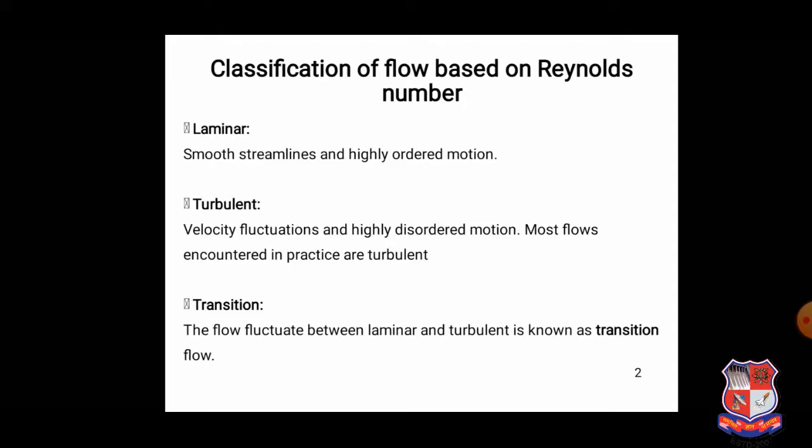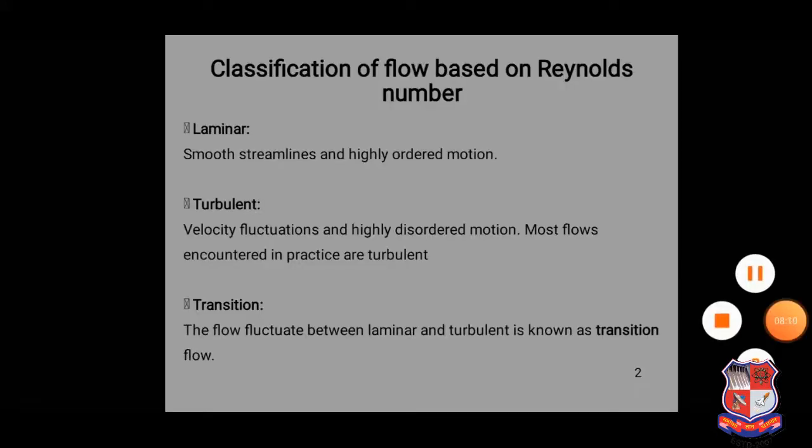Now if we correlate with the Reynolds number, if your Reynolds number is less than 2000, then we can categorize it as a laminar flow. If the Reynolds number is greater than 4000, then we can categorize it as a turbulent flow. And if the Reynolds number is in between 2000 and 4000, then it is known as the transition flow. So this is the classification of flow based particularly on the Reynolds number.